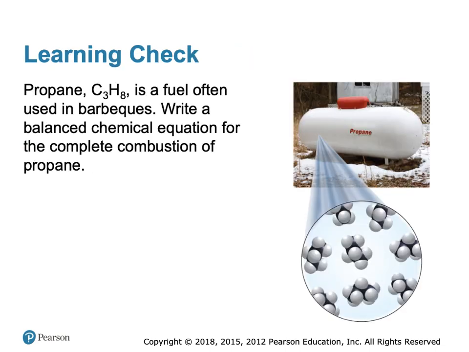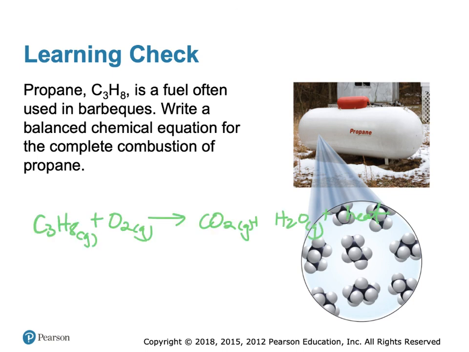So let's do a learning check. We have propane, and it's a fuel that's used in barbecues. Let's write a balanced chemical equation for the complete combustion of propane. All right, so if we remember from our combustion reactions, here's our propane, here's our oxygen. The products are always going to be carbon dioxide, water, and heat. First, balance your carbon atoms. There are 3 carbons on the left, so we need to have 3 carbons on the right.